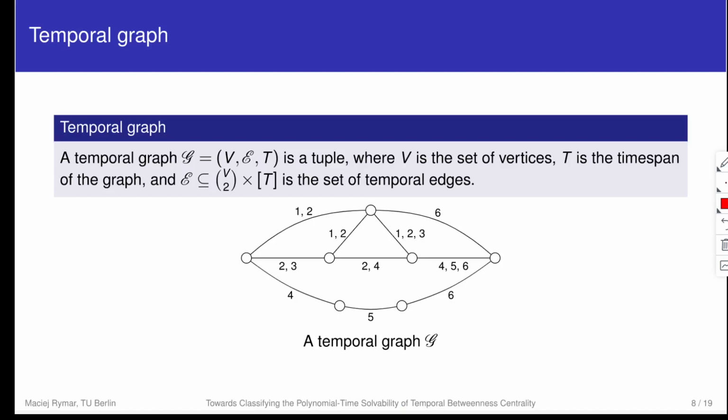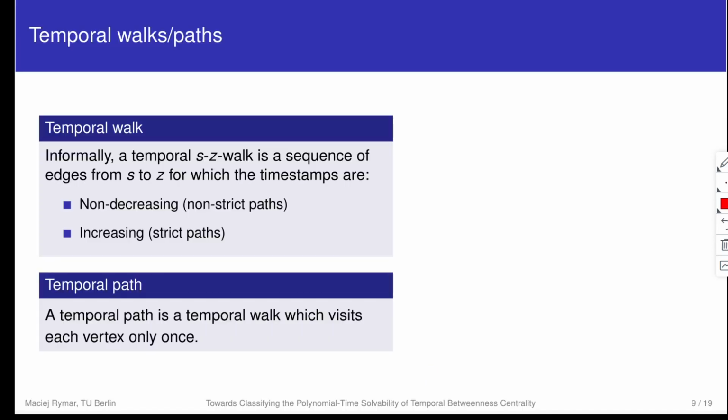To define it formally, it's nothing too fancy. We have a static graph, and to it we add time labels which state, okay, this edge appears at times 2 and 4, this edge appears at time 6, and other than those times listed here, the edge doesn't appear. So it's a fairly straightforward generalization. Then, of course, we also have to define what a path is. Intuitively, we have a walk. A walk is a sequence of edges so that we don't go backwards in time.